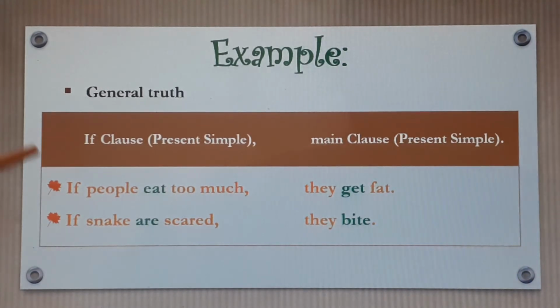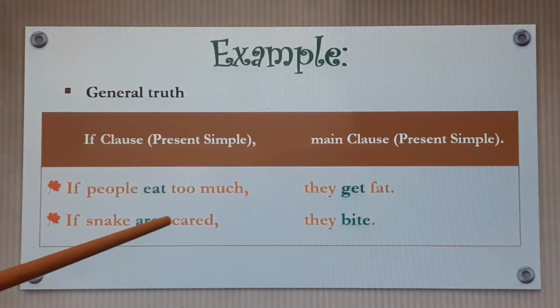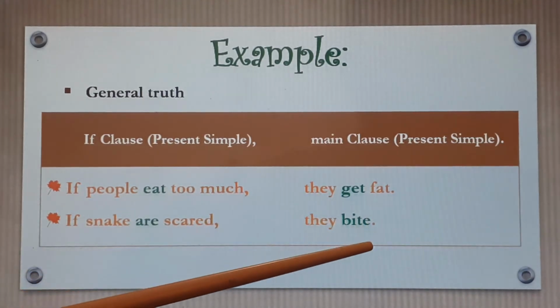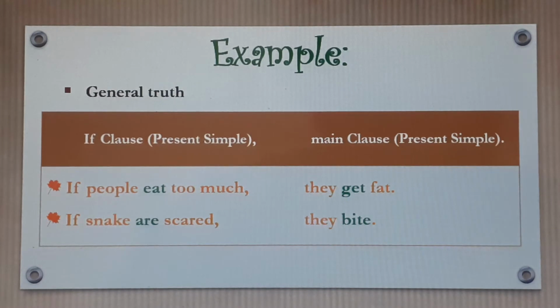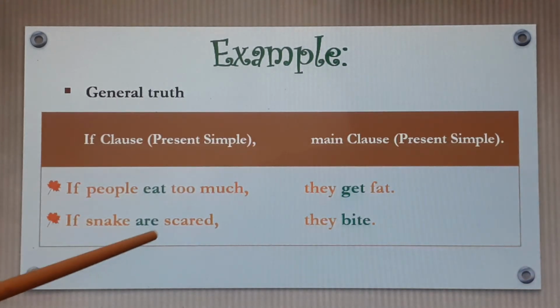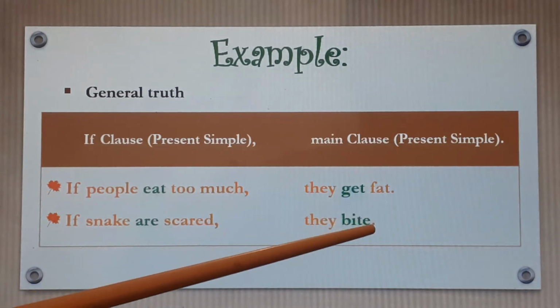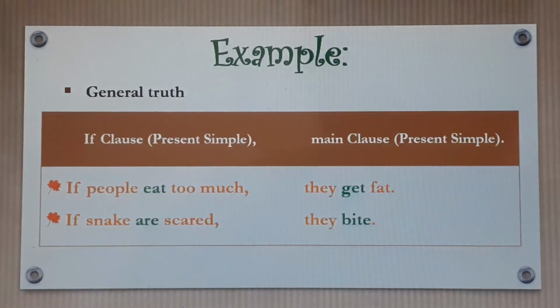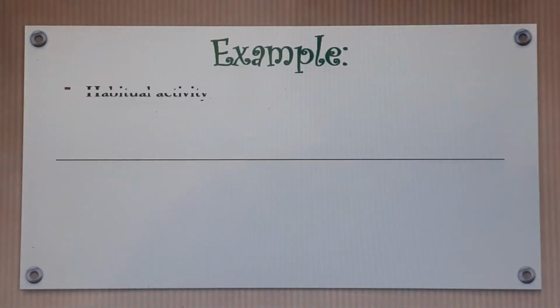Next is if snakes are scared, they bite. This time we use are, or be, as the linking verb. Okay, if snakes are scared, they bite. Next, habitual activity.